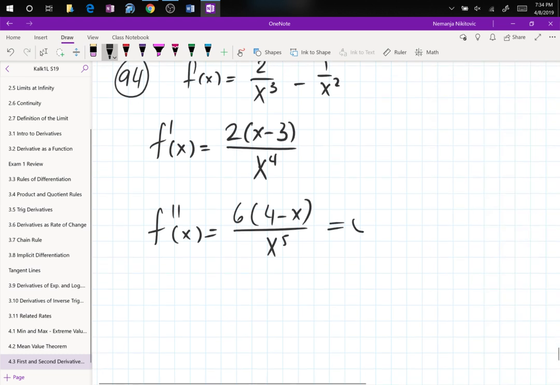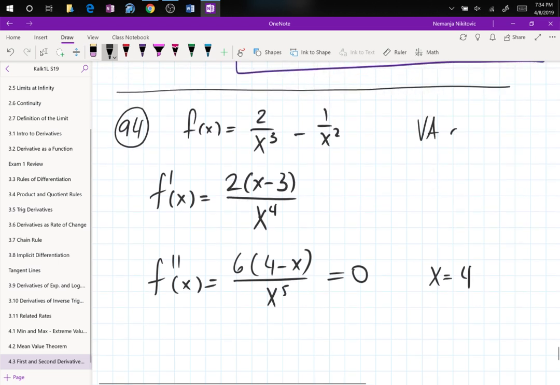You now set it equal to 0. X equals 4. And we see that there's a vertical asymptote at x equals 0 from the original problem. Cool, huh? It integrates, solves equations, and pretty much anything.